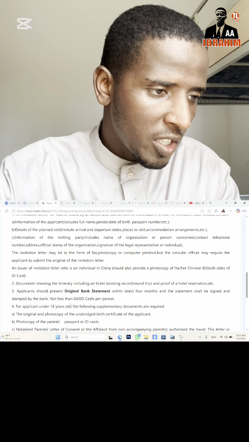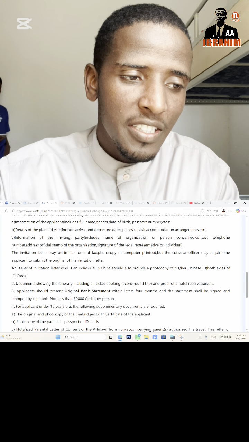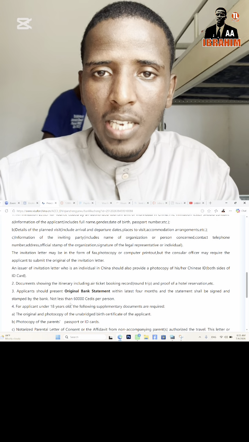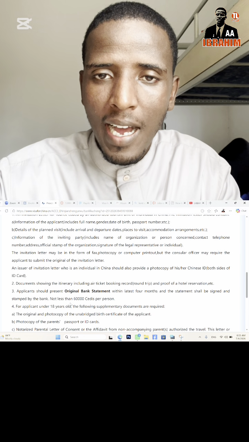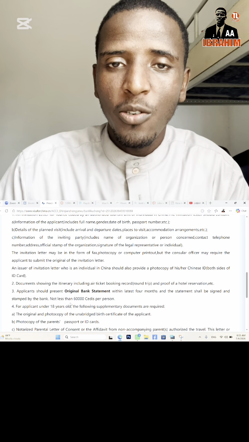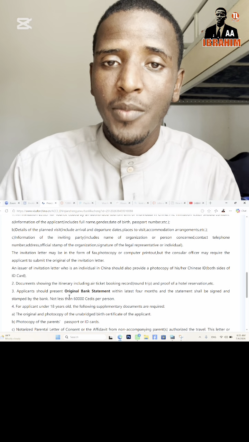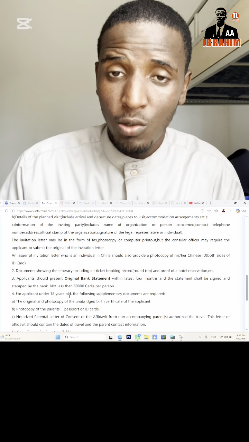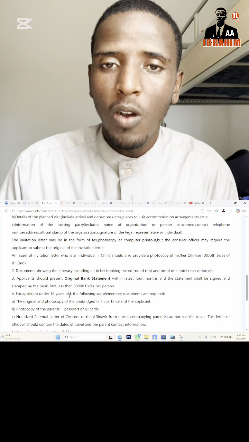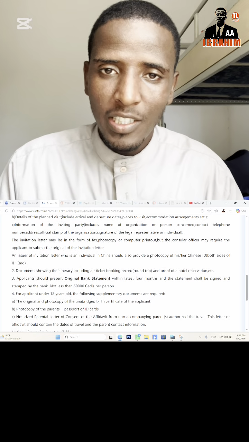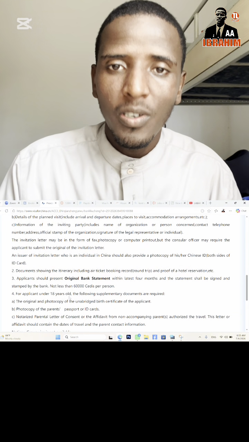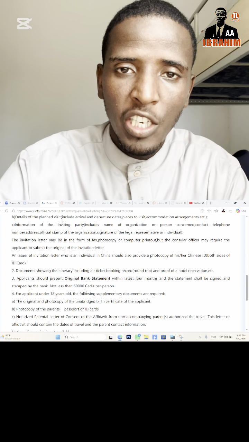Number 2, document showing the itinerary including air ticket booking record. You need itinerary. It means you need to design your trip. What are you going to do in China? Your activities in China. Maybe day 1 you are going to this factory. Day 2 you are going to this factory. So you have to design itinerary. That one you can write it by yourself where you are going, but it should be systematic.